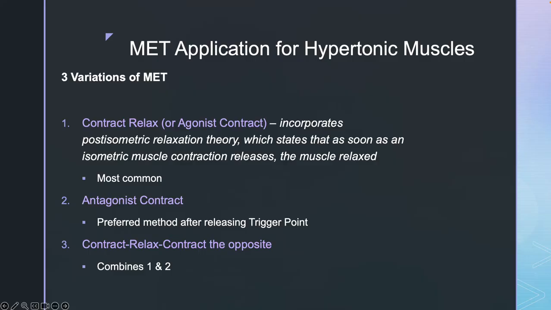So the contract, relax, which is another word for that past slide there, incorporates post-isometric relaxation theory, right? Which states that as soon as an isometric muscle contraction releases, the muscles relax. So that is your most common form of muscle energy technique. When you do muscle energy technique with this contract, relax technique, you have to know what direction the muscle's moving and why you're doing this.